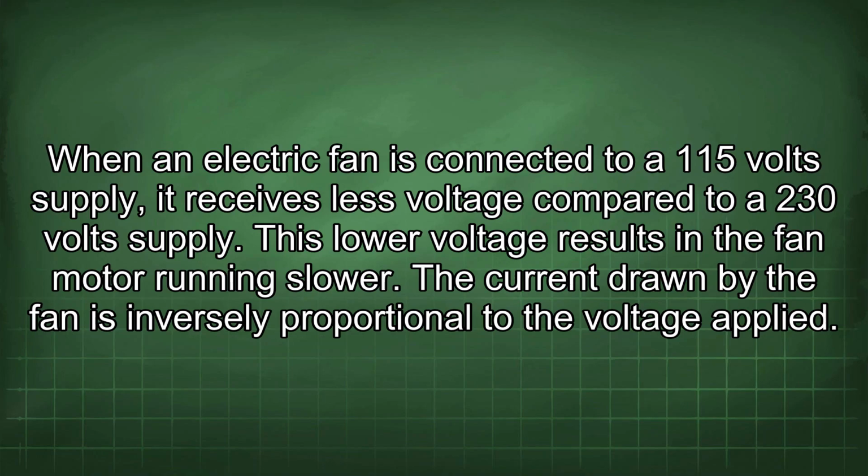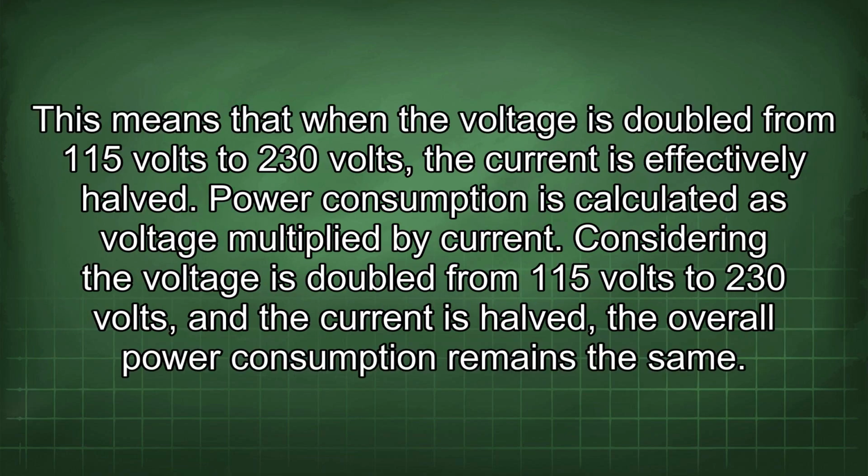When an electric fan is connected to a 115 volt supply, it receives less voltage compared to a 230 volt supply. This lower voltage results in the fan motor running slower. The current drawn by the fan is inversely proportional to the voltage applied. This means that when the voltage is doubled from 115 volts to 230 volts, the current is effectively halved.